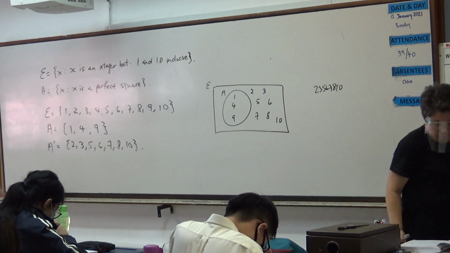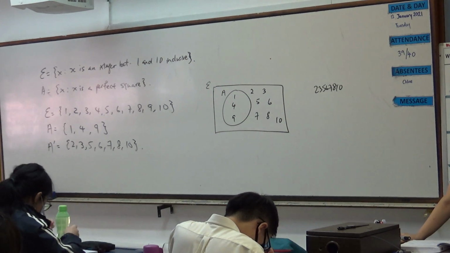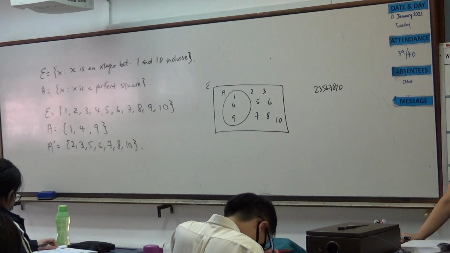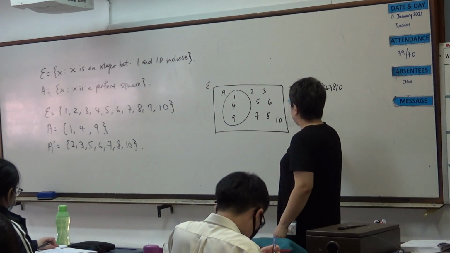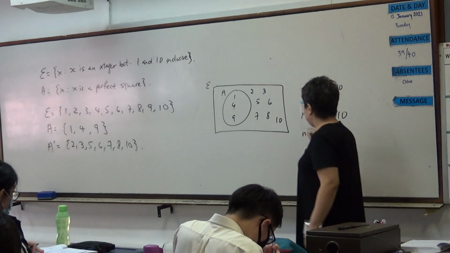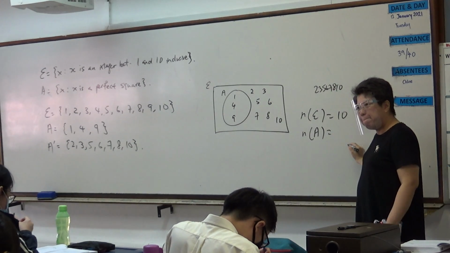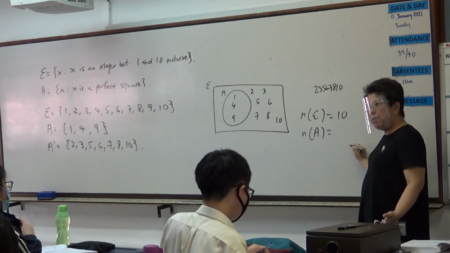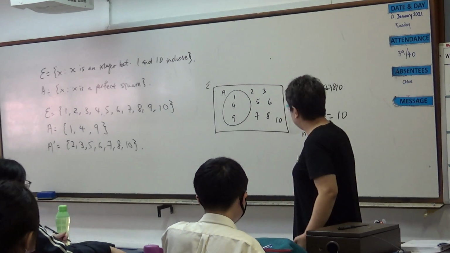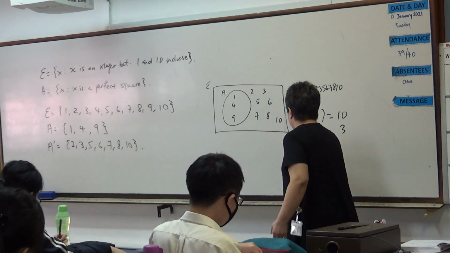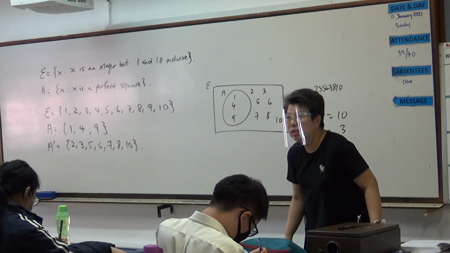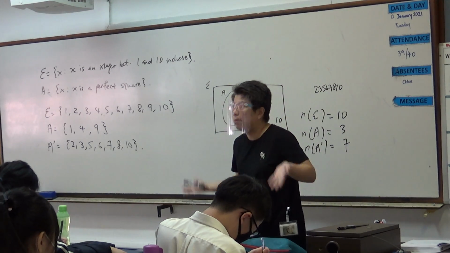Okay, next part. State the values of n(universal), n(A), and n(A complement). Now, do you agree that the number of elements in universal is 10? What is the number in A? How many elements? You cannot count? 3. Yeah. What's the number in A complement? 7. Of course, they must add up. You understand?